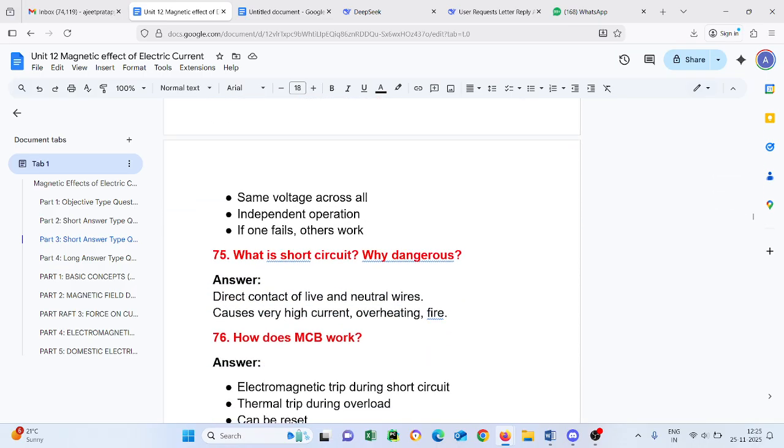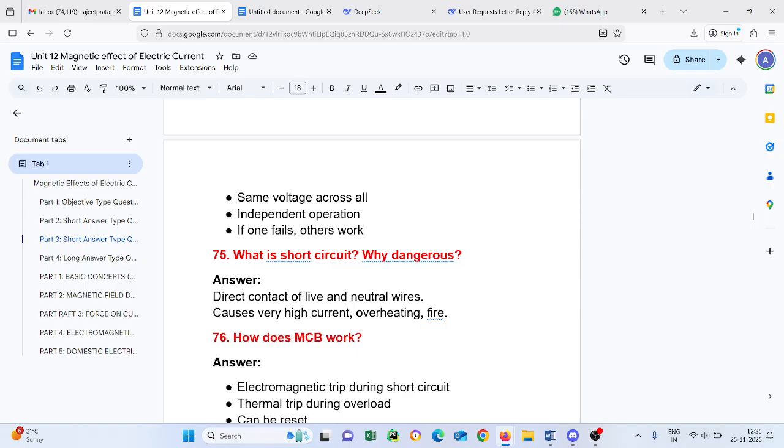Question number 75. What is a short circuit? Why is it dangerous? Direct contact of live and neutral wire is called a short circuit. It causes very high current, overheating and fire.